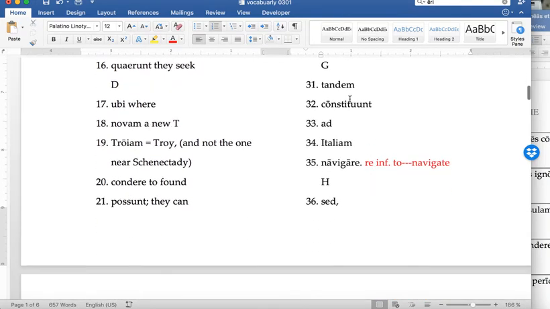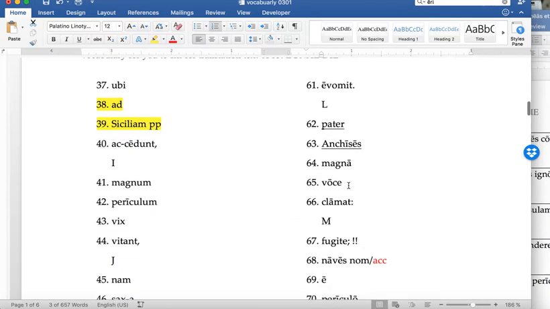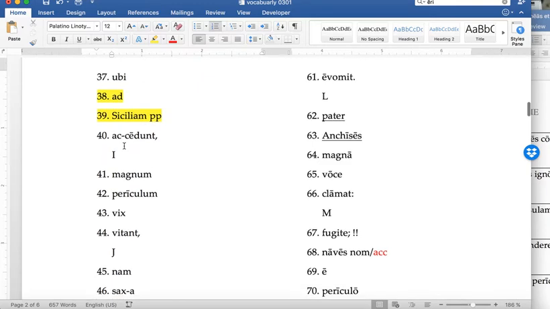G, at last, constituunt, they decide to navigare, to navigate. And I've written here that this is an infinitive, and you should take note of that, that you should write it down. Okay? Ad Italiam, to sail to Italy. H, but when to Sicily, so I've identified this as a prepositional phrase, P.P. is a good abbreviation for that.